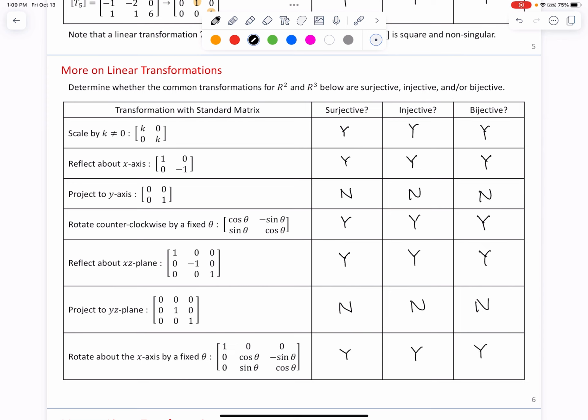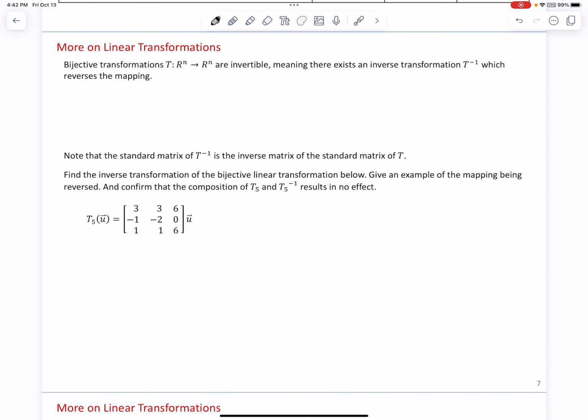And if you calculate the determinant of this 3 by 3, you will also get 1, which is non-zero. Doesn't matter what theta is, you will still get 1. Therefore, we have a non-singular square matrix. Therefore, the transformation with this matrix as its standard matrix will be a bijective transformation. Okay, let's go to the next page.